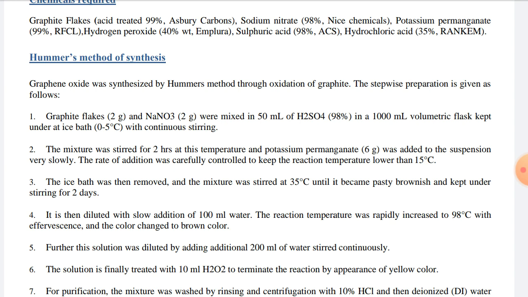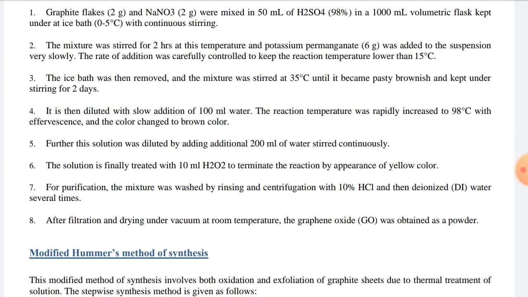It is then diluted with slow addition of 100 ml water. The reaction temperature was rapidly increased to 98 degrees Celsius with effervescence and the color changed to brown. Further, this solution was diluted by adding an additional 200 ml of water with continuous stirring. The solution is finally treated with 10 ml H2O2 to terminate the reaction, shown by the appearance of yellow color. For purification, the mixture was washed by rinsing and centrifugation with 10% HCl and then deionized DI water several times. After filtration and drying under vacuum at room temperature, the graphene oxide was obtained in powder form.